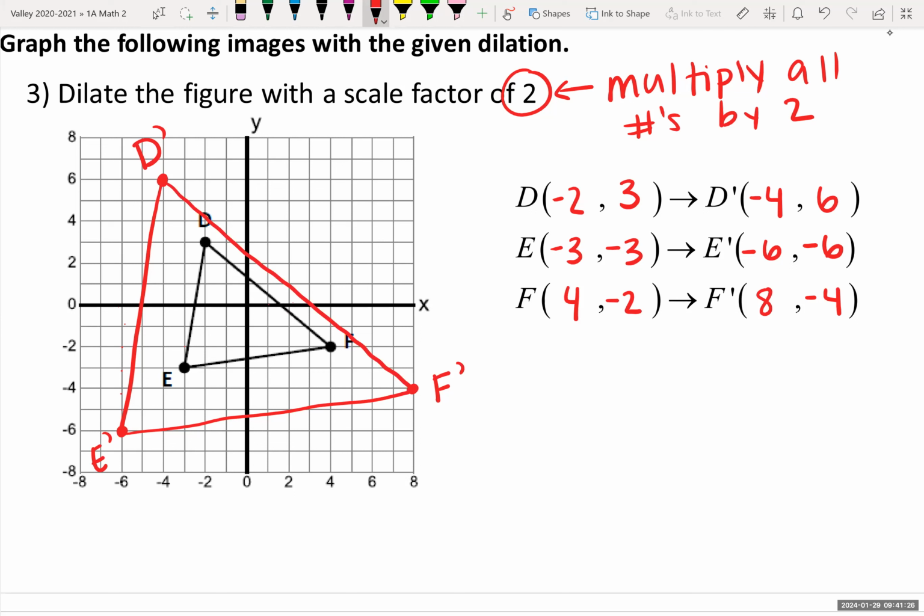I know it's kind of hard sometimes. You'll notice the shapes are exactly the same shape. They're different sizes, but the exact same shape. All right, questions on that one?